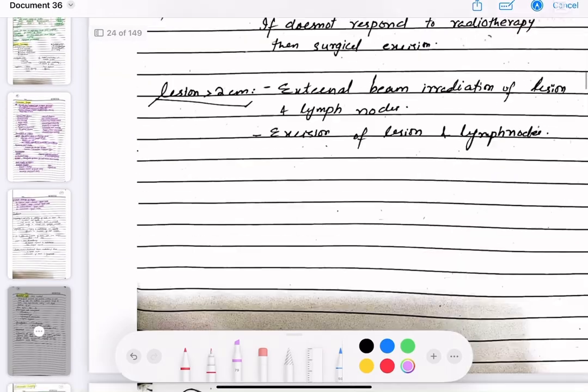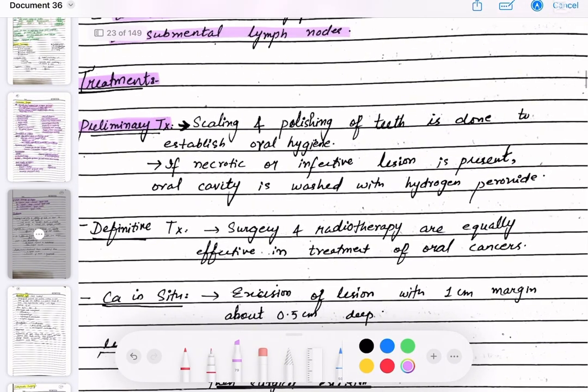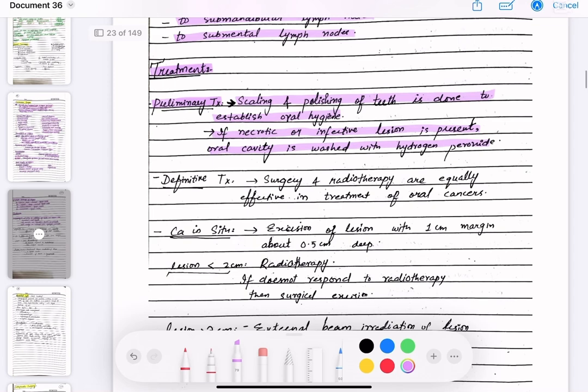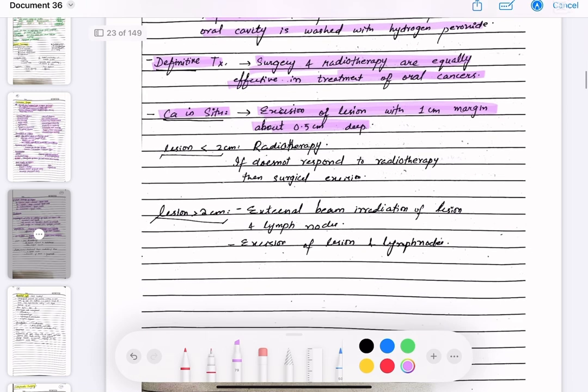These are the treatment options. Preliminary treatment is scaling and polishing of the teeth to establish oral hygiene, and if a necrotic or infective lesion is present, then the oral cavity is washed out with hydrogen peroxide. The definitive treatment: surgery and radiotherapy are equally effective in the treatment of oral cancers. If it is carcinoma in situ, then excision of the lesion with a 1 cm margin, about 0.5 cm deep, is done. If the lesion is less than 2 cm, then radiotherapy is done. If it does not respond to radiotherapy, then surgical excision is done.